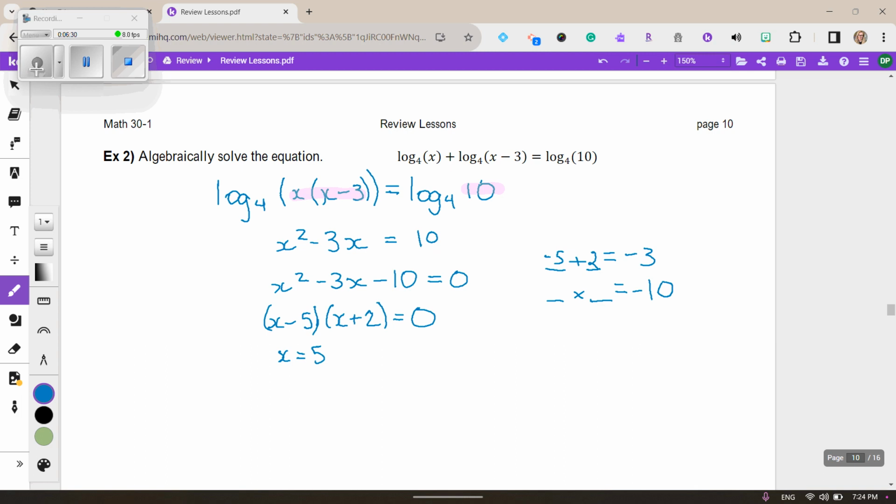So x equals 5, x equals negative 2. If I put a negative 2 in for the first logarithm, that will give me a negative argument. So that is not a solution, it's extraneous. The only solution is x equals 5.